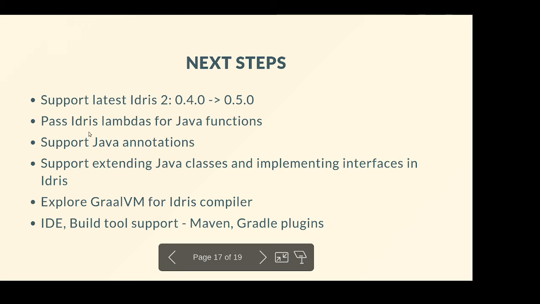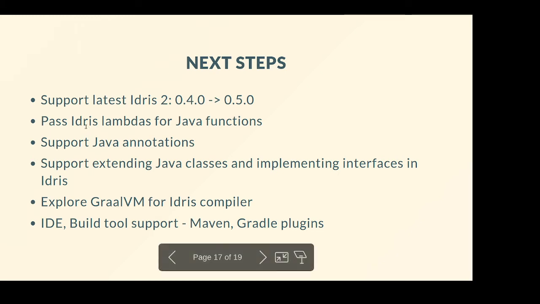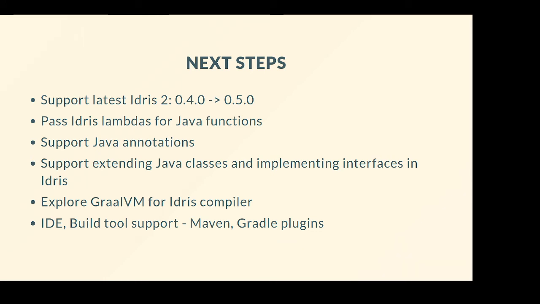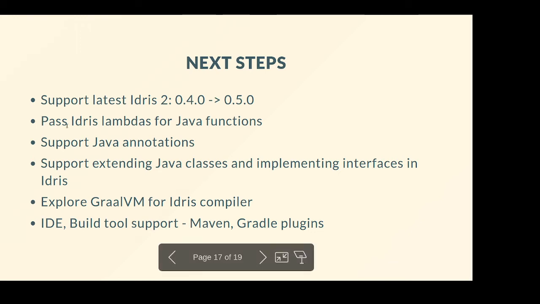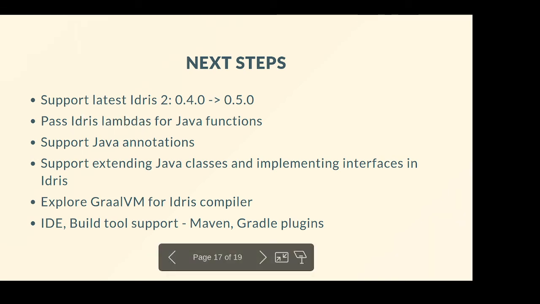There are a few foreign function call improvements we can make. One is passing Idris lambdas for Java functions. The Idris 1 JVM backend actually supported this, but I haven't added that yet for Idris 2. That would be our next step, because it would give some flexibility for introducing Idris into existing Java projects.